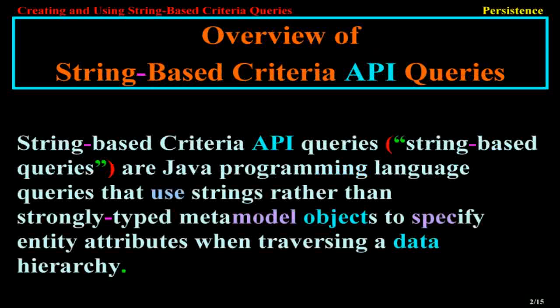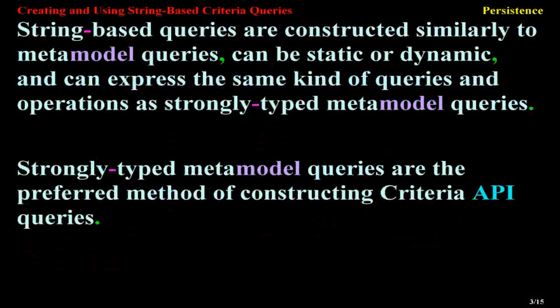String-based criteria API queries. String-based queries are Java programming language queries that use strings rather than strongly typed metamodel objects to specify entity attributes when traversing a data hierarchy. String-based queries are constructed similarly to metamodel queries, can be static or dynamic, and can express the same kind of queries and operations as strongly typed metamodel queries. Strongly typed metamodel queries are the preferred method of constructing criteria API queries.